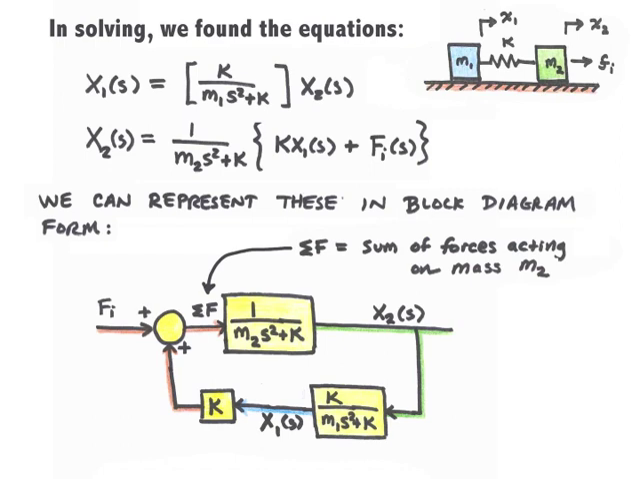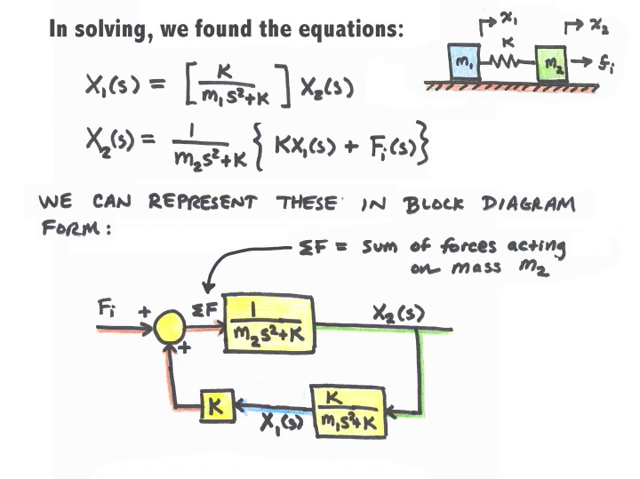The third equation, x2 of s equals 1 over m2 s squared plus k times the quantity k times x1 of s plus Fi of s, is represented by the upper block and the summation junction. You can see at the summation junction I have Fi plus k times x1 of s. That's labeled sum of the forces, sigma f. And that goes into the block 1 over m2 s squared plus k to produce x2 of s. So you can see the third equation is the summation junction and the transfer function 1 over m2 s squared plus k. The signal labeled sigma f is the sum of the forces acting on mass m2.